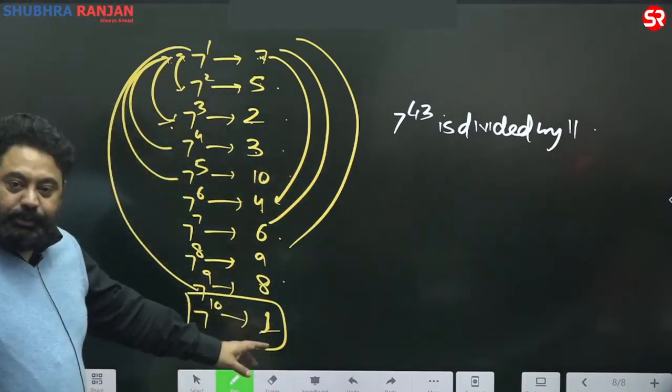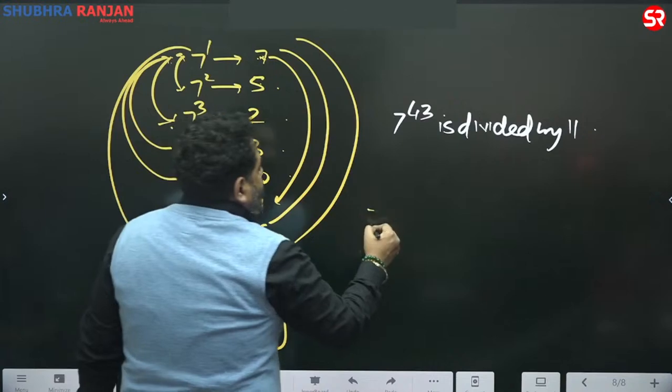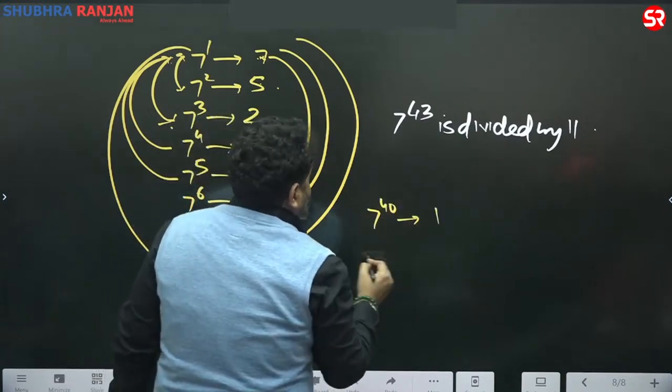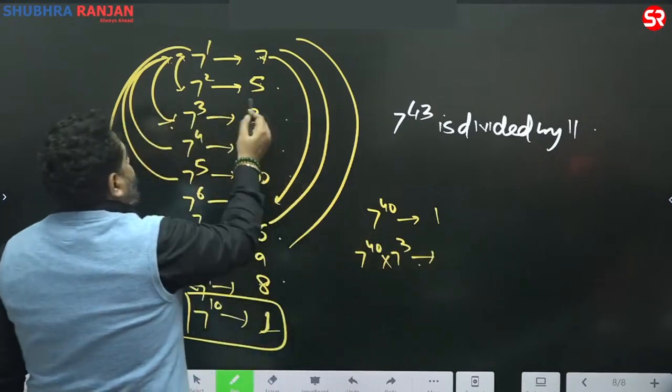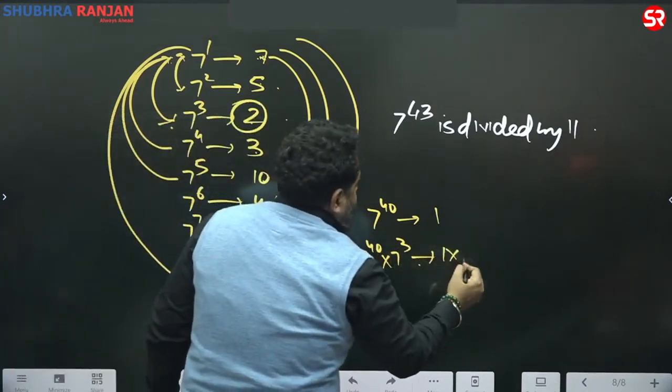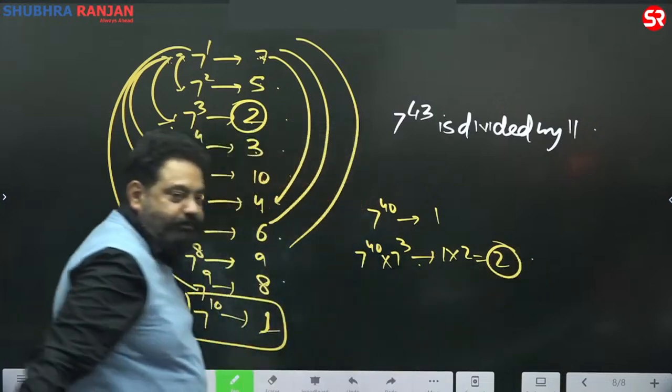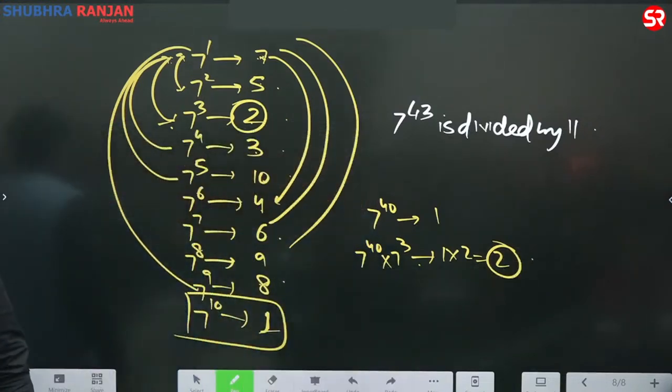7 to the power 10 gives you 1, which means 7 to the power 40 also gives you 1, which means 7 to the power 40 into 7 to the power 3, and 1 into 7 to the power 3 is remainder 2. Done. You should be good at it.